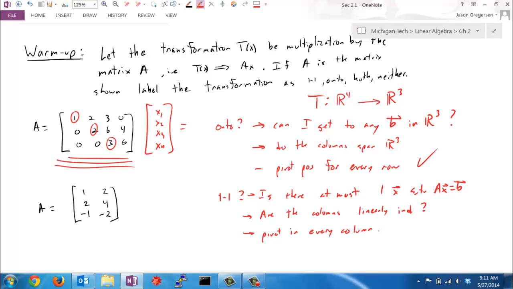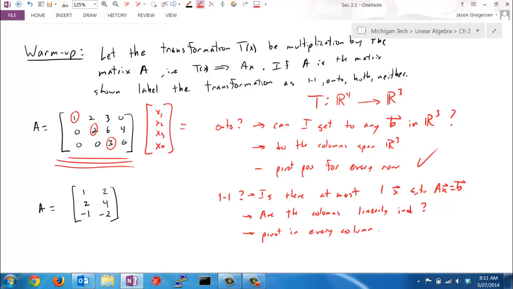And another way you can think of this one is in terms of the free variables. Right, if there are solutions and there are free variables, it can't be 1-to-1. Right, because then I could choose different parameters to get to that same output value. Okay.